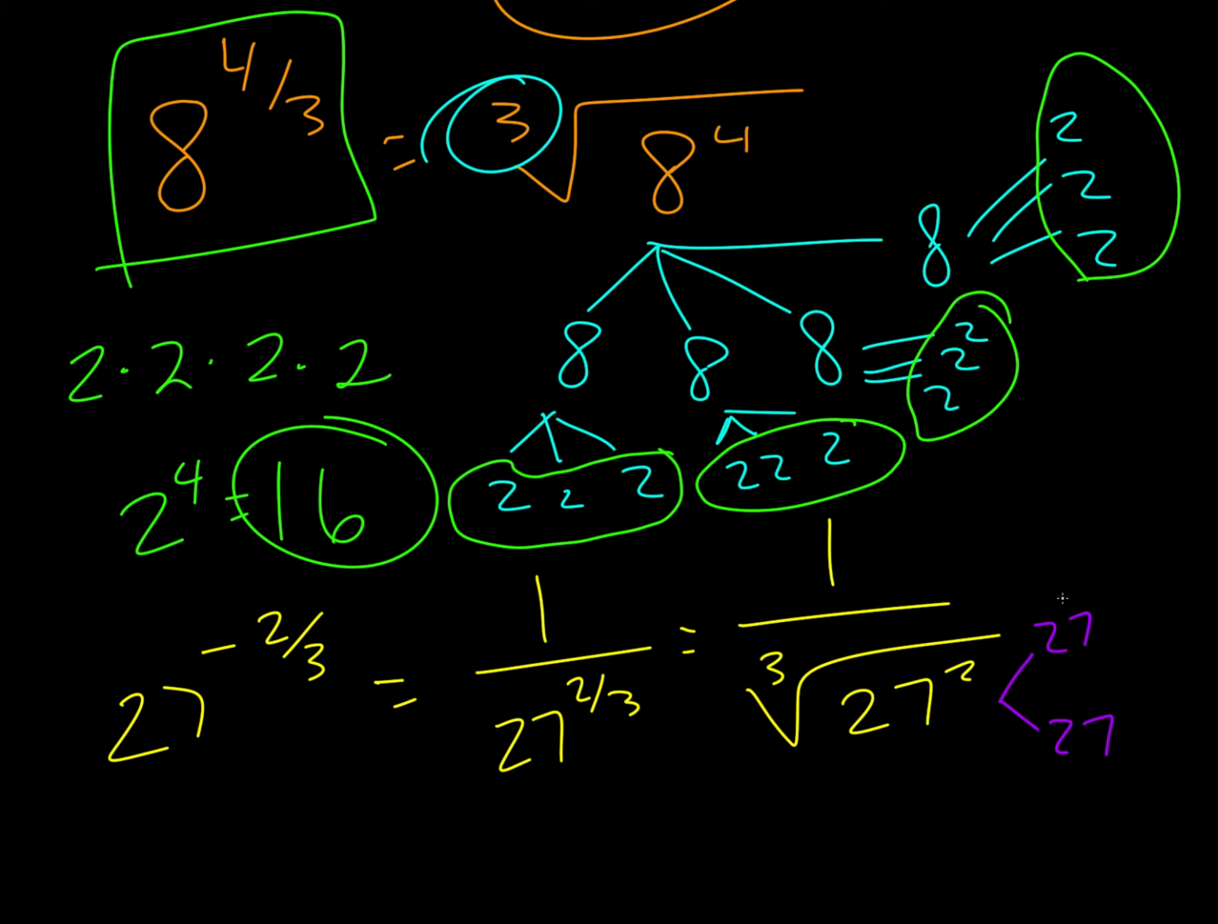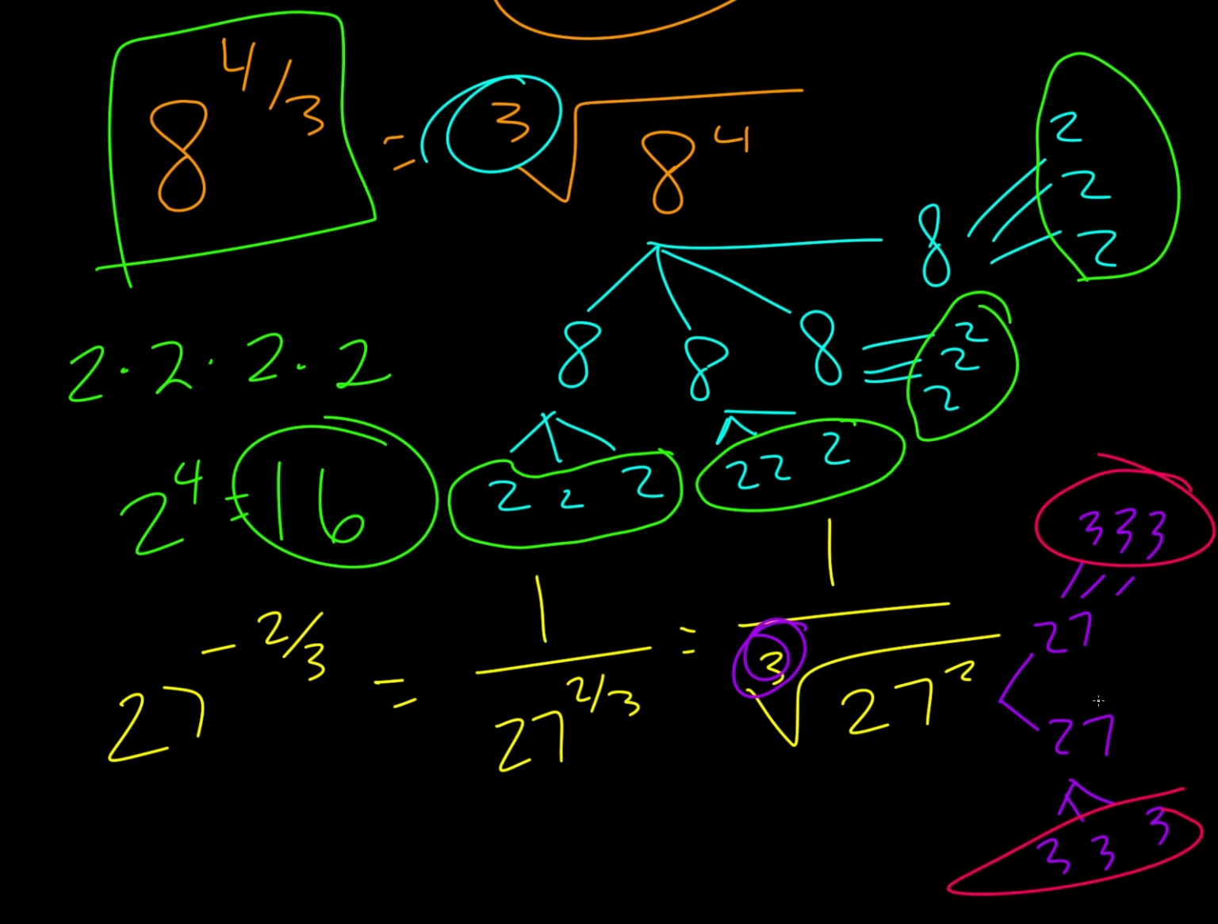Okay, 27 is 3 times 3 times 3. And because of this number, this tells us how many we need in a group to consider it a group. So we have 2 groups of 3. And so we're still on the bottom of the fraction, but it's 3 times 3. And so the final answer would be 1/9.